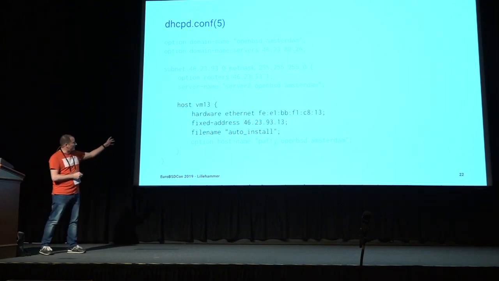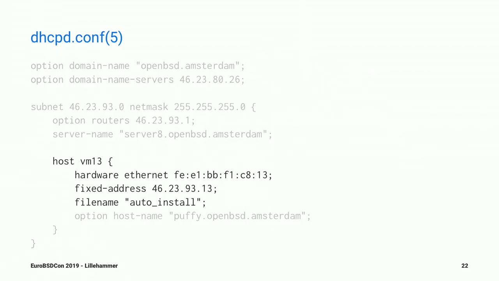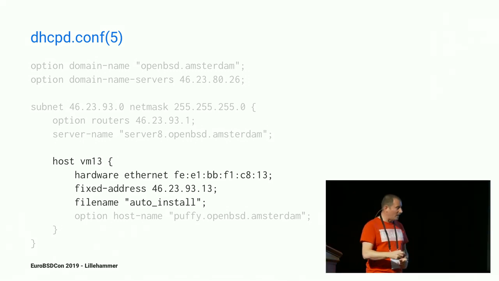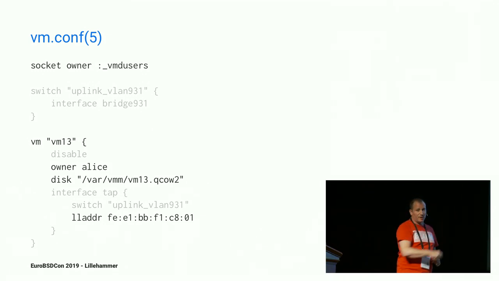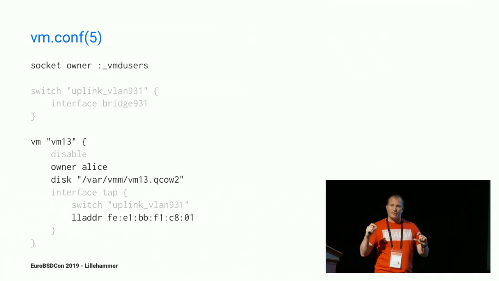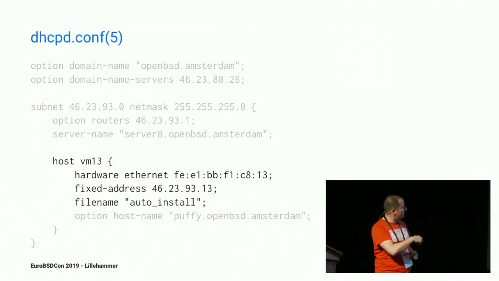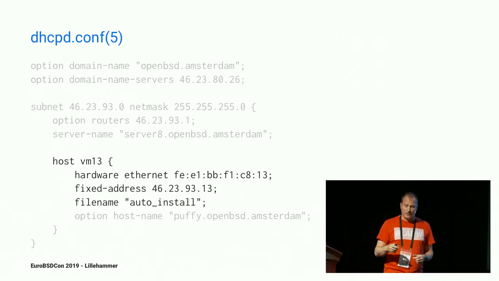The dhcpd.conf is similar, so I have that same static MAC address. I assign an IP address, and I also say that it's now auto-install. So as soon as I boot up that VM, I must say that when it's a new VM, I also have a boot line here. So it boots from bsd.rd. So then the auto-install knows that it has to kick in.